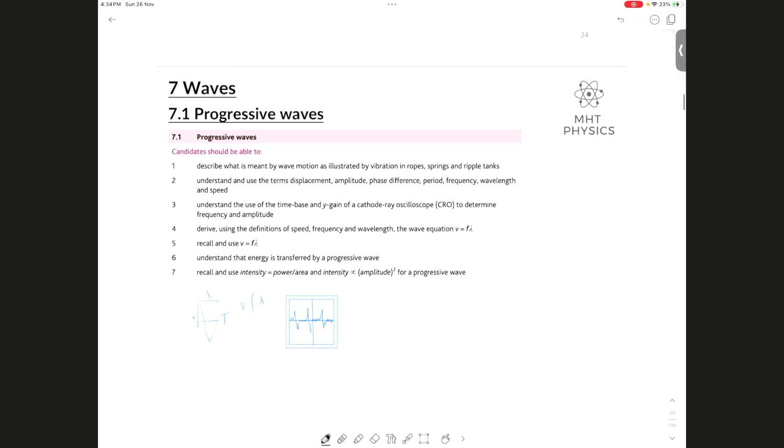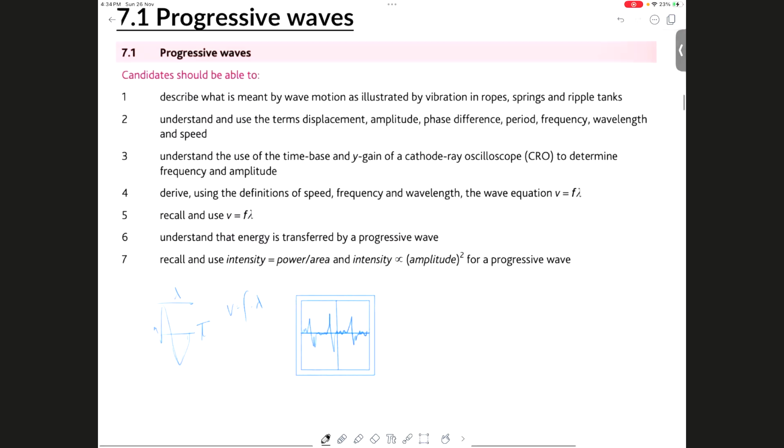Also, I believe we're done with wave properties. I'm just doing a checklist, tell me if you haven't understood anything, okay? Describe what is meant by wave motion, illustrated in ropes, pipes, and ripple tanks. I think I did all three of them. Understand and use the term displacement, amplitude, period, frequency, wavelength, and speed. I kept that separate because it's so important, it deserves its own chapter. So we will read this. So yeah, this is done.